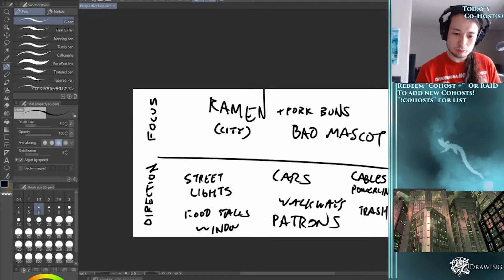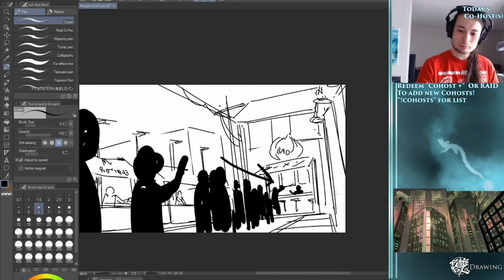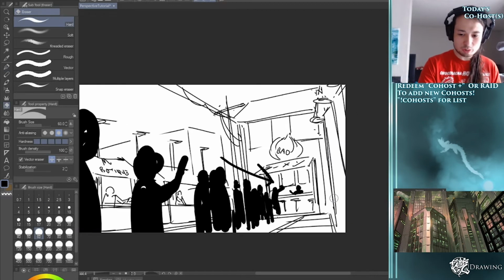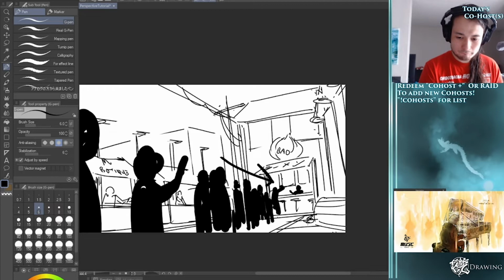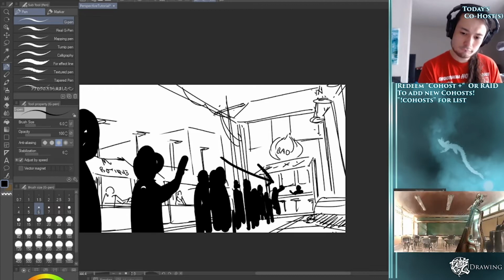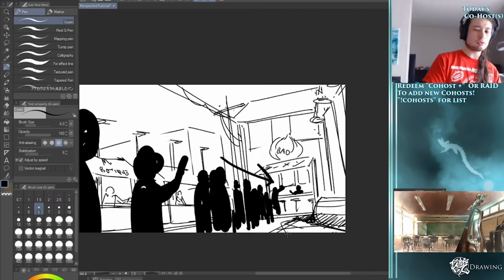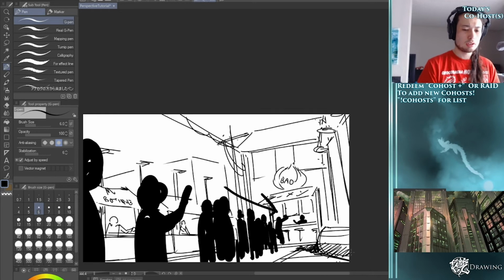Walkways, windows, trash, power lines, cables. Okay. Alright, so you want trash. Well, okay, I'll have this trash can here. But the more important thing, I think, is that I want the trash to kind of be moving out in this direction. And let's see, windows. I mean, there's windows up here.